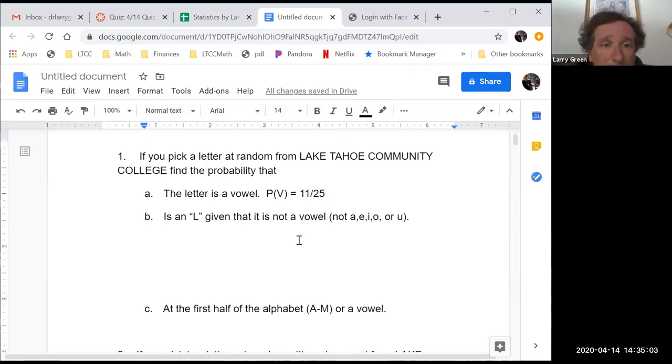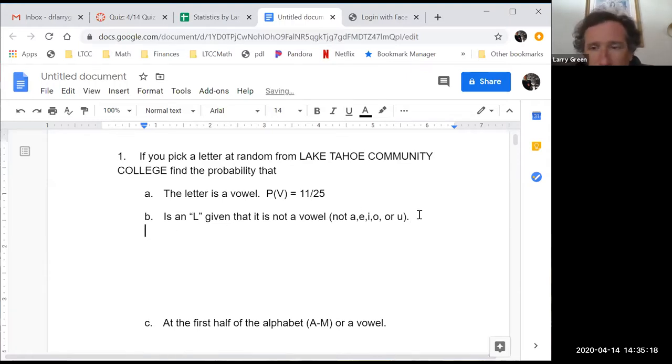What is the probability that if you pick a letter at random from Lake Tahoe Community College, it's an L given it's not a vowel? Let's see if you can answer that question. What you want to do first is write it in symbols. So capital P for probability. I'll give you a couple seconds to think about the symbols, and then I'll write them, and then we'll do it with the numbers.